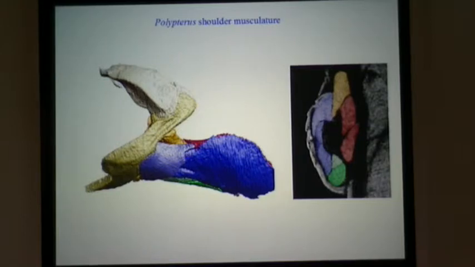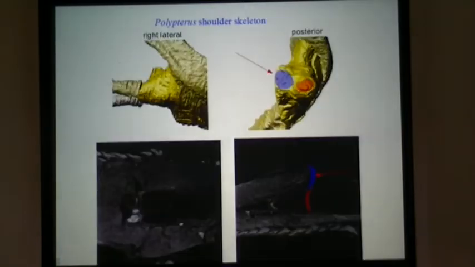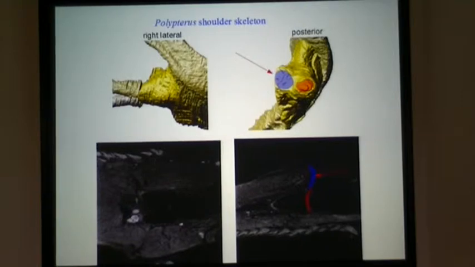Here it is in cross section. There's at least 7 different muscles in these fins. If we compare this to things like sharks that have 2 muscles, most ray fin fishes have 2 or sometimes 3 muscles, and this guy's got 7. Not only does it have an amazing muscle anatomy, but it's also got a very complex glenoid anatomy.